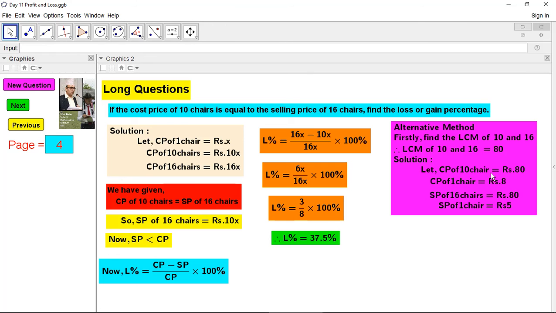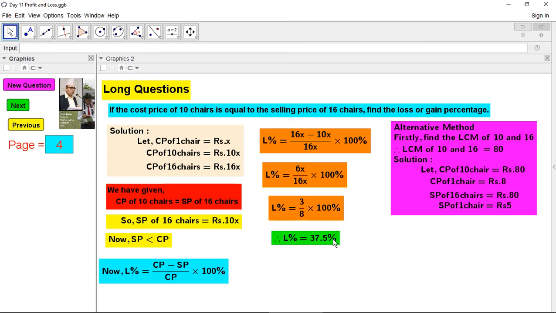Similarly, SP of 16 chairs also 80, because 10 chairs CP equal to 16 chairs SP. So both numbers are same. That's why I have supposed SP of 16 chairs is also 80. SP of 1 chair equal to Rs 5.